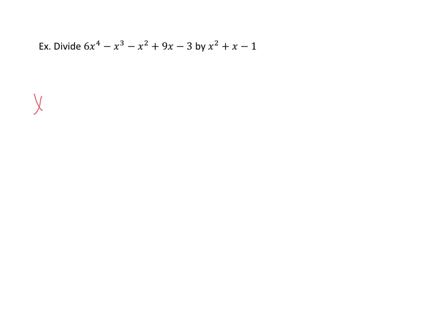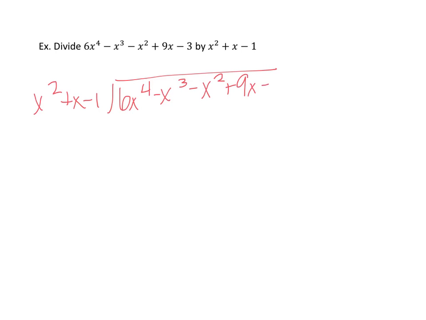Okay, I'm putting x squared plus x minus 1 on the outside. 6x to the fourth minus x cubed minus x squared plus 9x minus 3 on the inside. What do I got to multiply x squared by to get 6x to the fourth? It's going to be 6x squared.